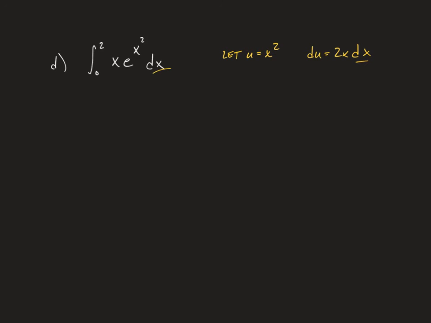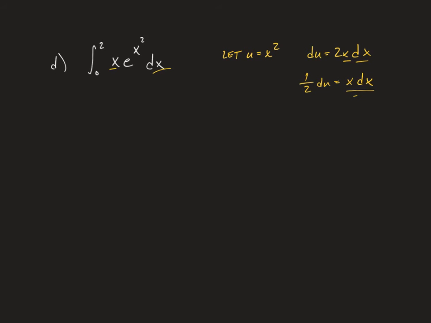I definitely need the dx. I need the x for sure. I don't need that 2, so I'm going to rewrite this as 1/2 du is equal to x dx. And now I have only the two things that I need over here. So now I can rewrite this, but before I do that, I should consider that the bounds are going to change.